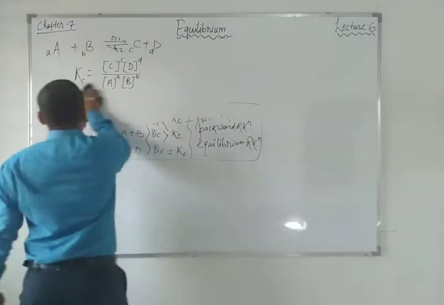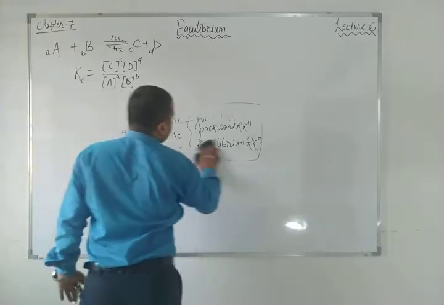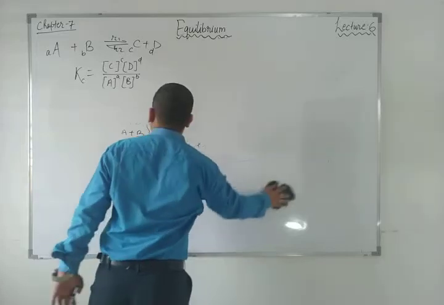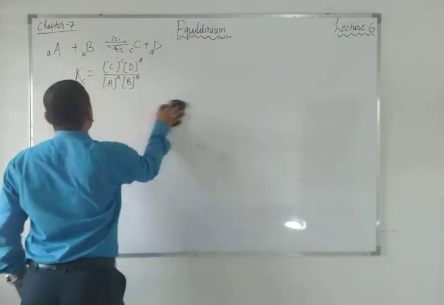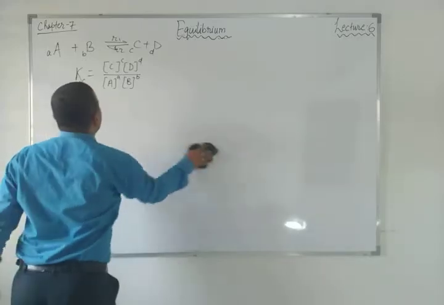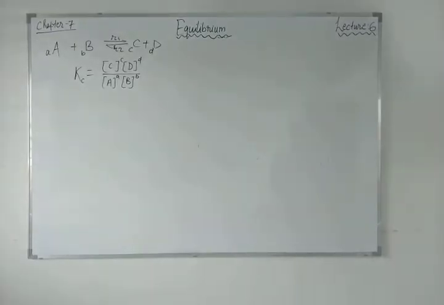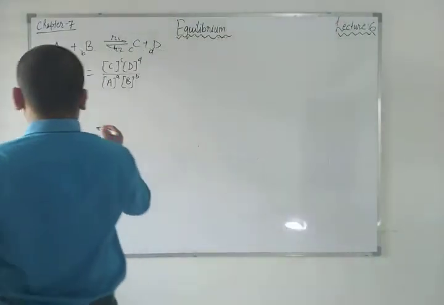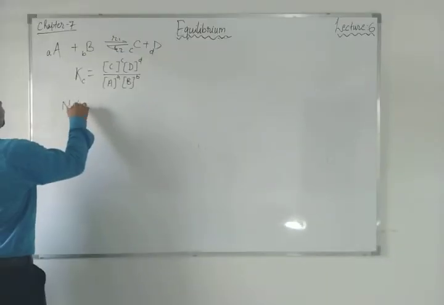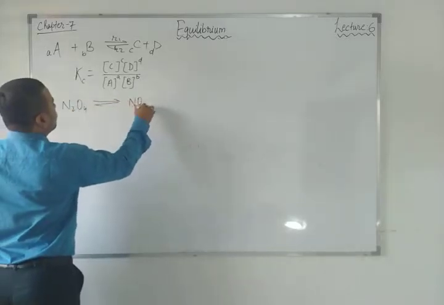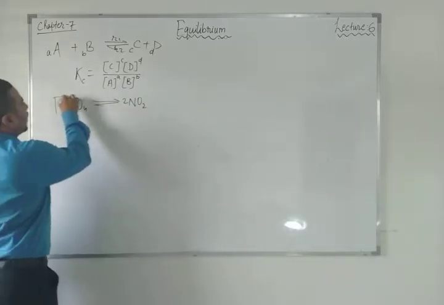So I hope that you have understood the reaction. In this question we have to find Kp, Kc values. How will you find Kp, Kc values? I am showing you, it's very easy, no need to worry. First, the thing which you should remember is this equation. Now in this question, here already given N2O4 in equilibrium with NO2. This is your equilibrium reaction.